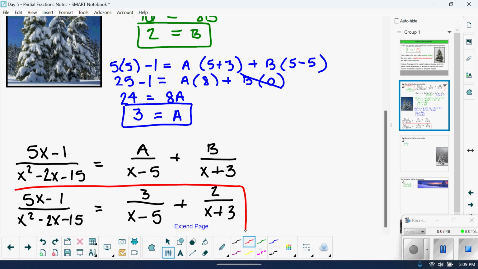And then if you want to check these on the right-hand side, of course, you can always get common denominators and then combine them and see if you get the answer on the left.